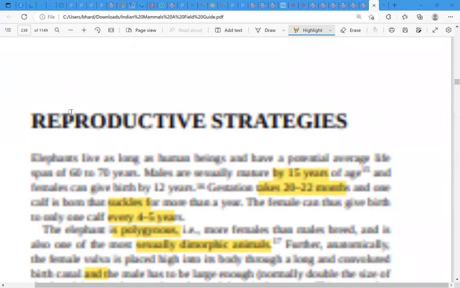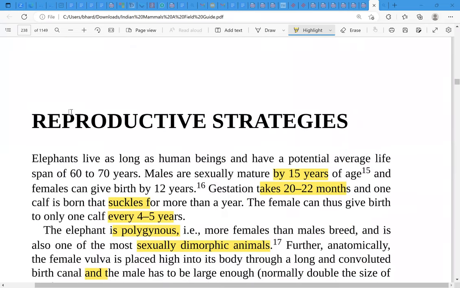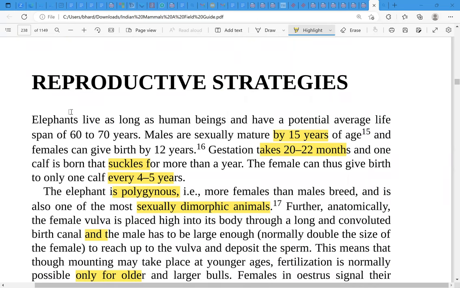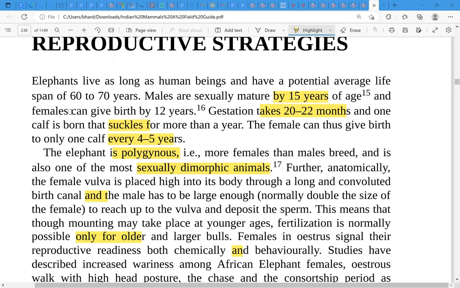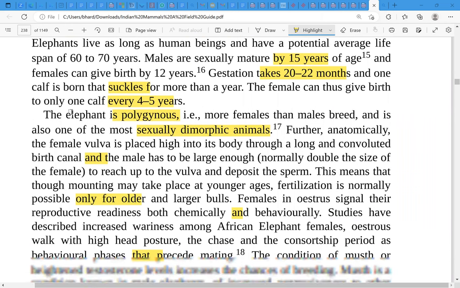Reproductive strategies, when we talk about them: elephants live as long as human beings and have a potential average, as I told you, of 60 to 70 years. Sexual maturity comes by the age of 15 years. A female can give birth by 12 years, the gestation period takes 20 to 22 months, and the calf is suckling for more than a year.